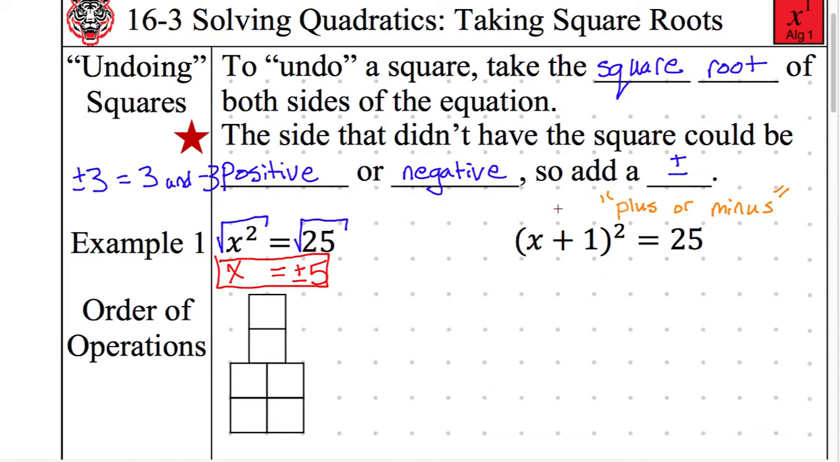X plus 1, that quantity squared. So I need to undo the square. How can I undo the square? And what does that look like? It's basically the same thing. Anyone else want to give it a shot? Someone that hasn't got XP today? Cohen?